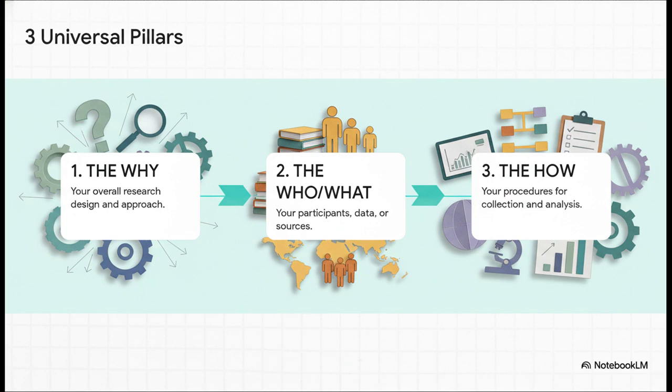First up, the why. This is your big picture design. Was it an experiment, a case study, an archival analysis? Second, the who or what. Who did you study? Was it CFOs at public companies? And what was your data? Publicly available financial statements. And finally, pillar 3, the how. What were the exact step-by-step procedures you used to get that data and make sense of it? See? That's the basic logic right there.